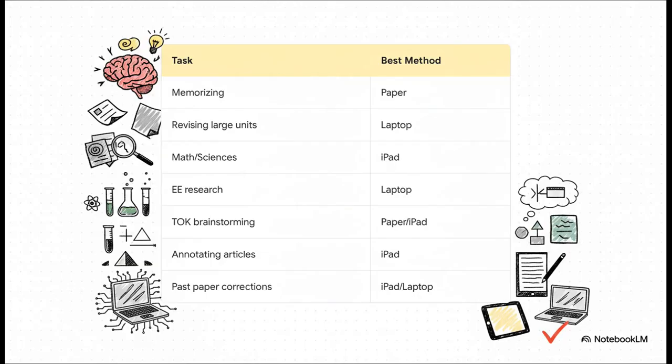Let's put this into practice. So say you're trying to memorize definitions for your psych exam. That deep processing from paper, that's your best bet. What if you're trying to organize like 5 chapters of history notes for revision? The searchability of a laptop is going to save your life. Got a PDF of a scientific article to annotate? iPad, all the way. You see, you pick the tool that fits the job.